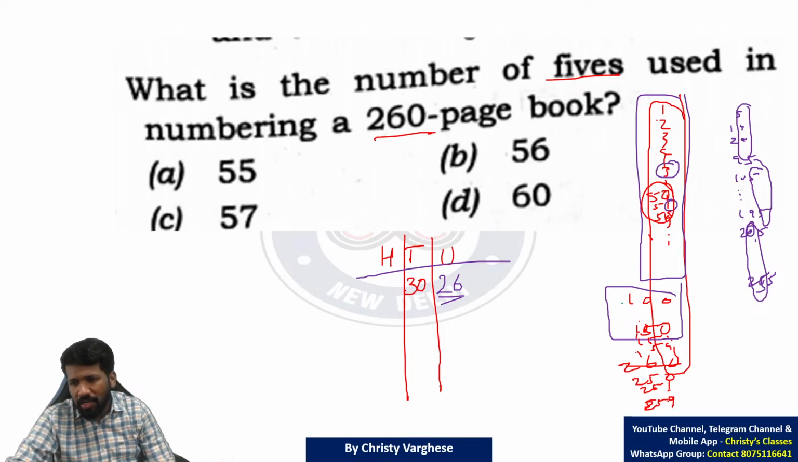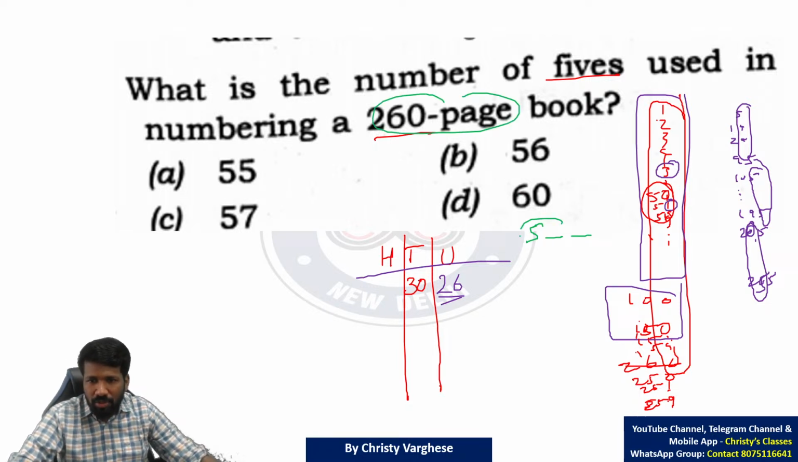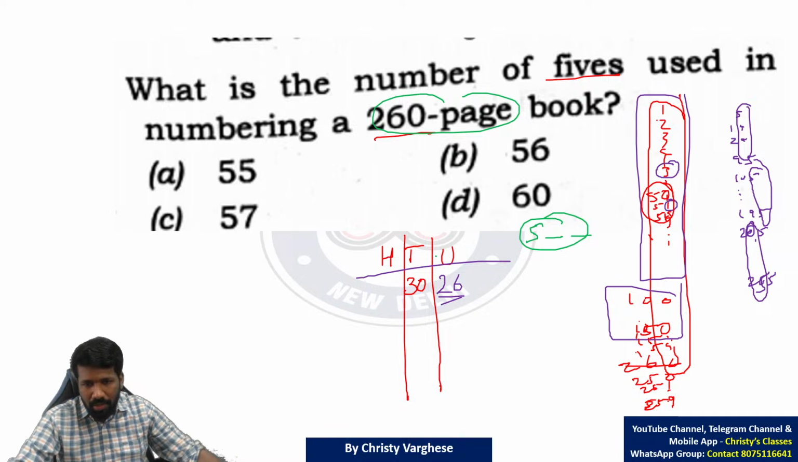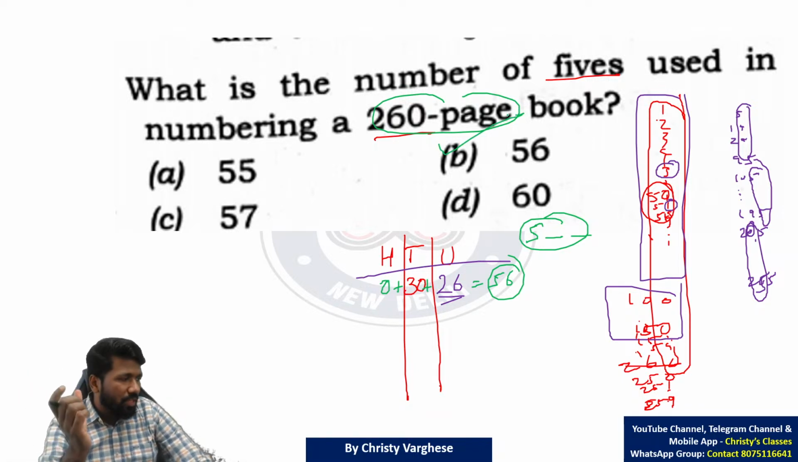Now 5s in the hundreds place. Are there any 5s in the hundreds place? For that, you need a 500-something number. A 260-page book does not need a 500-something page number. So the count in the hundreds place is 0. The total number will be 0 plus 30 plus 26, which is 56. Option B.